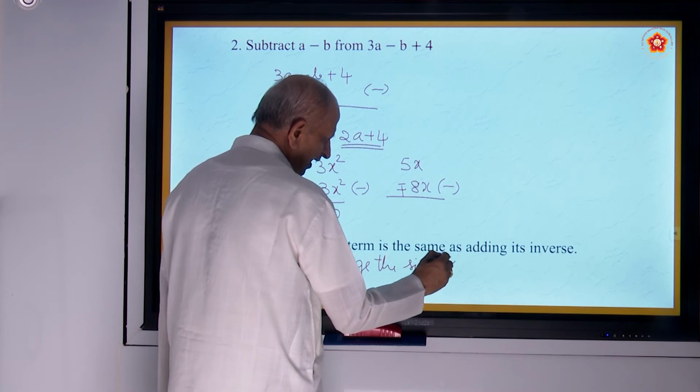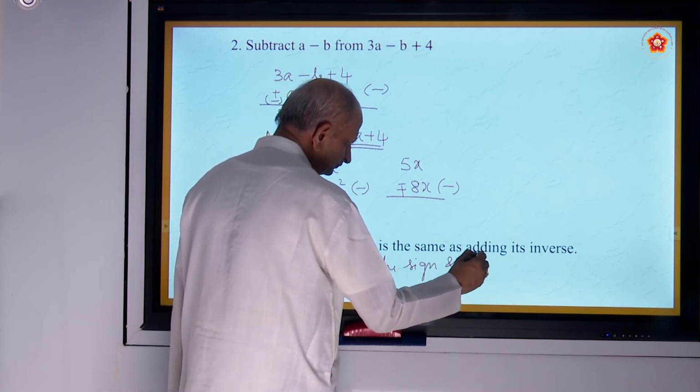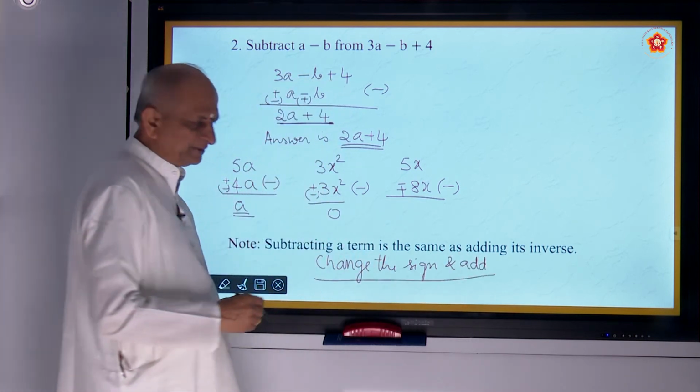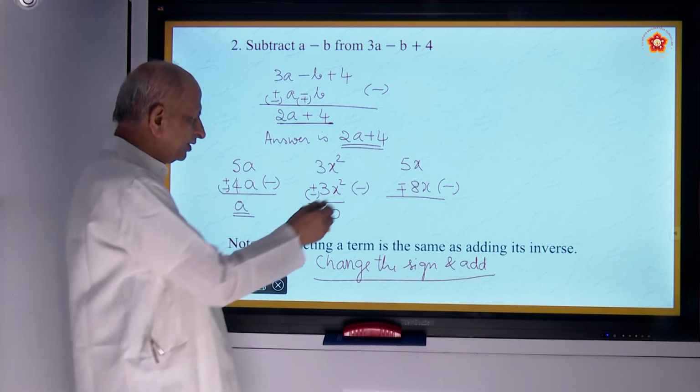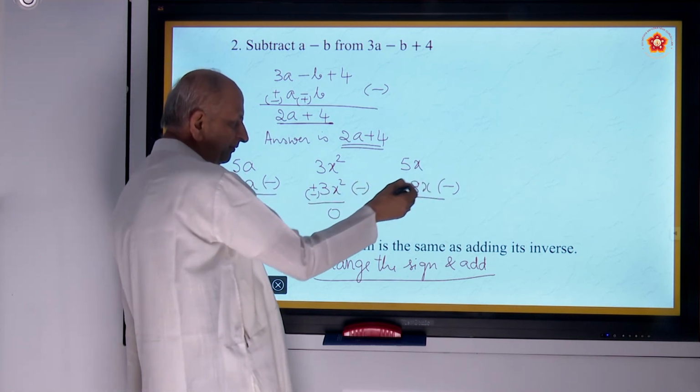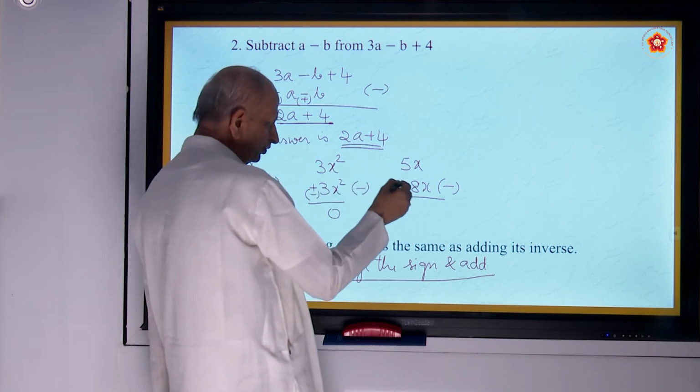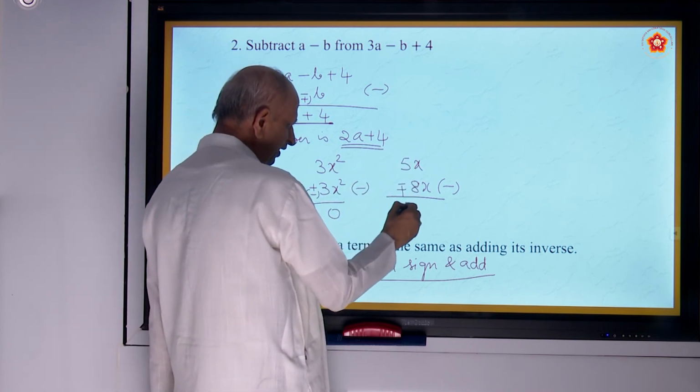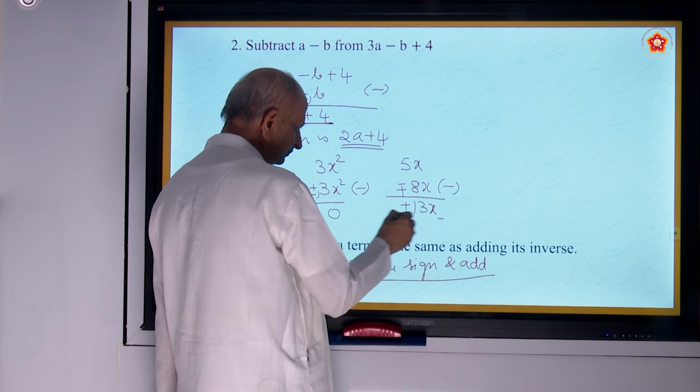Change the sign and add. That rule you must remember. So now, minus 8x is there. Minus of minus becomes plus. So add this, you get plus 13x.